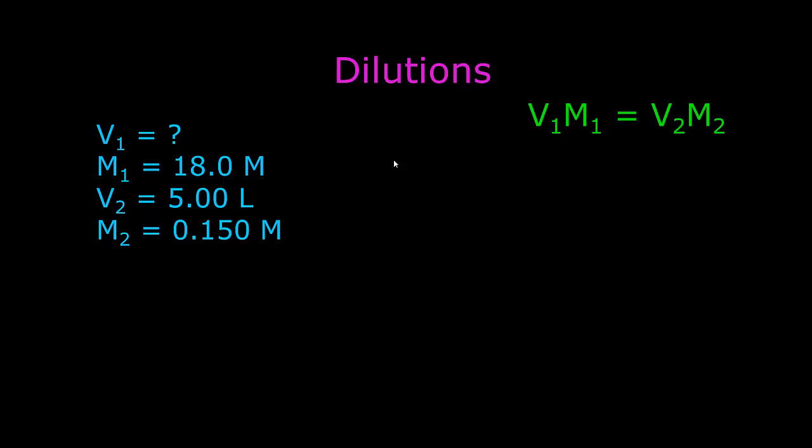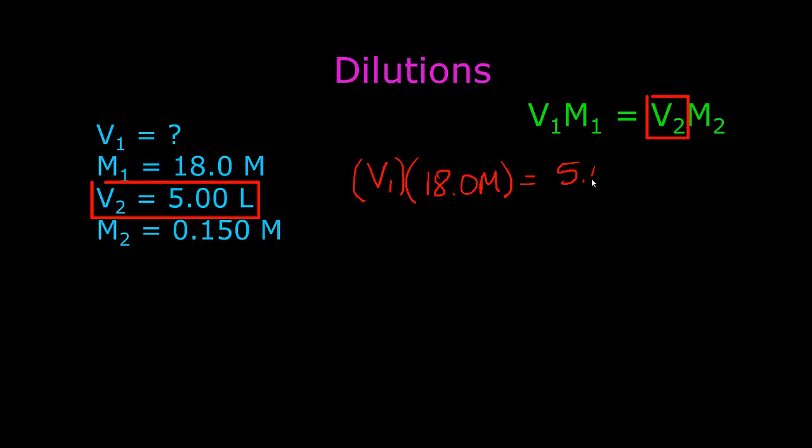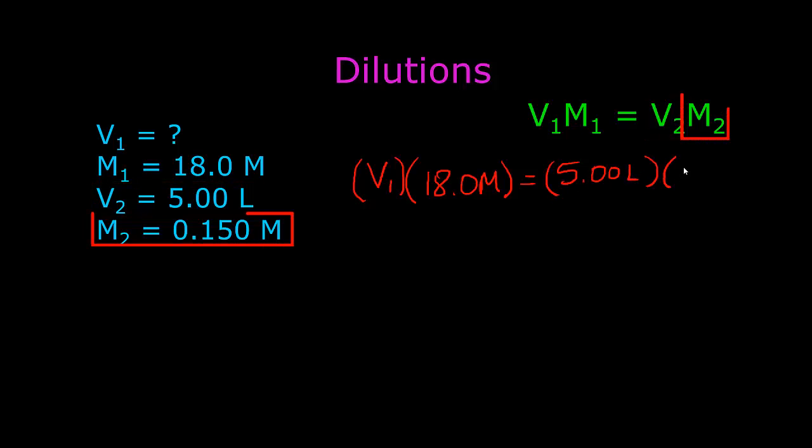Now we're going to use this formula and just plug it in. So V1 is what we're looking for, so I'm going to keep that. Multiplied by M1, which is 18 molar, is equal to V2, which is 5.00 liters, times M2, which is 0.150 molar.